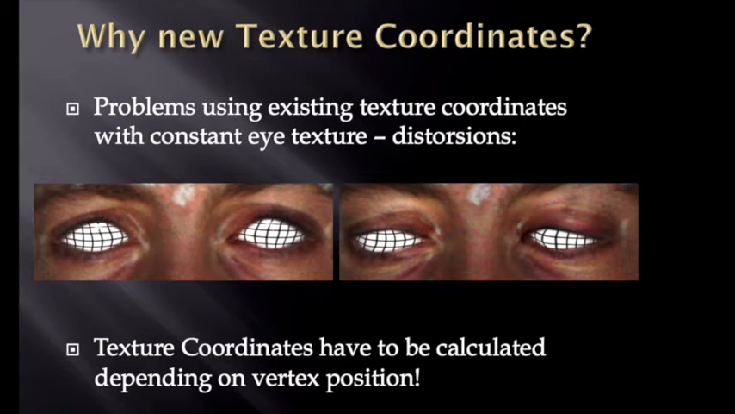And here you see the counterexample, or why we're working with these new texture coordinates. Using the existing texture coordinates, which are basically bound to the shape coordinates, leads to these ugly distortions. And therefore this approach works because it requires computing the texture coordinates depending on the vertex position.